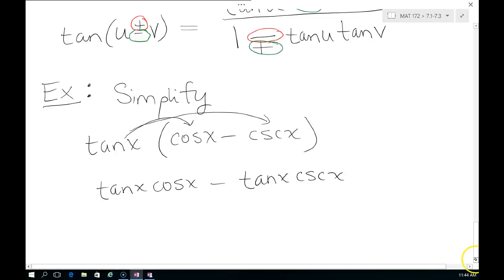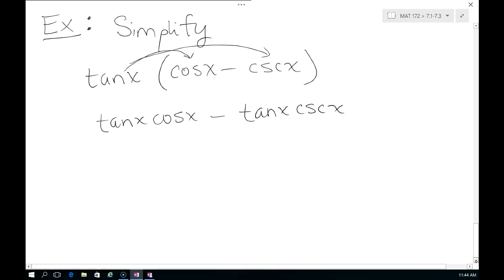Whenever you're dealing with a problem that's got a bunch of different trig functions in it, you can always change everything back to sines and cosines. Because remember, your quotient identities allow you to change tangents and cotangents back to sines and cosines, and your reciprocal functions allow you to change secants and cosecants back to sines and cosines. So what I'm going to do is change everything now to sines and cosines. So tangent is sine over cosine.